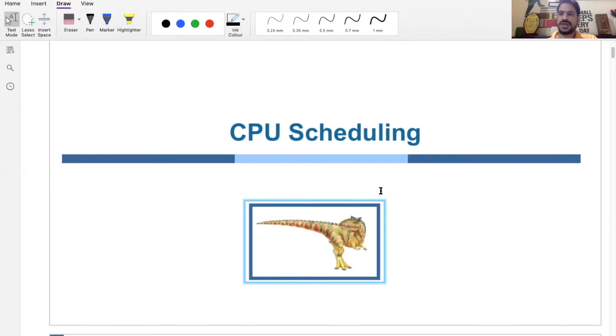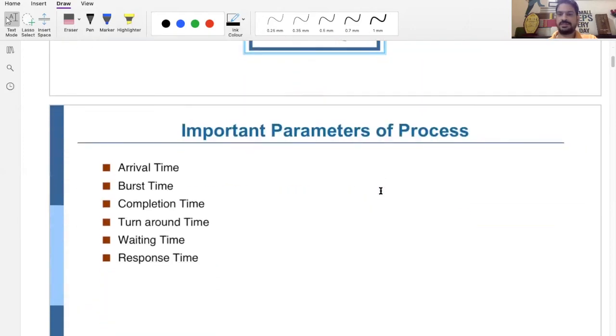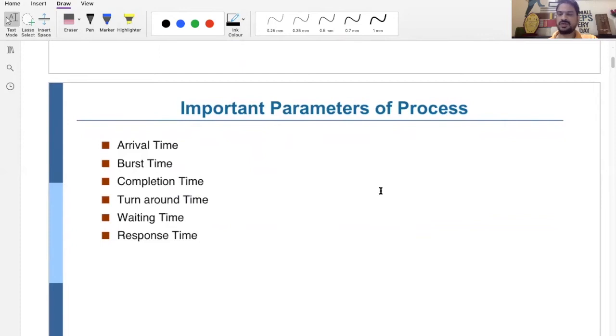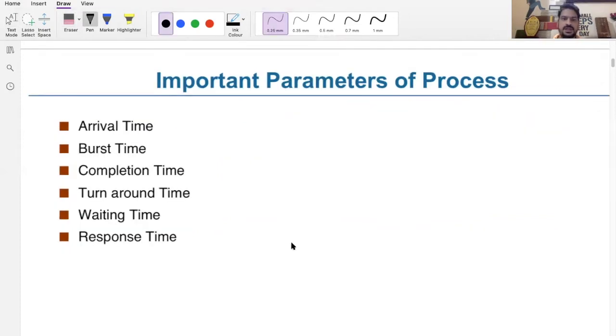So let's try to understand the different parameters related to a process when we talk about CPU scheduling. Here we have some important parameters of the process. Before going to CPU scheduling, let's see the different parameters related to the process. The first is the arrival time. Arrival time is the time when a process is allocated main memory. It means when a process is in the ready state.